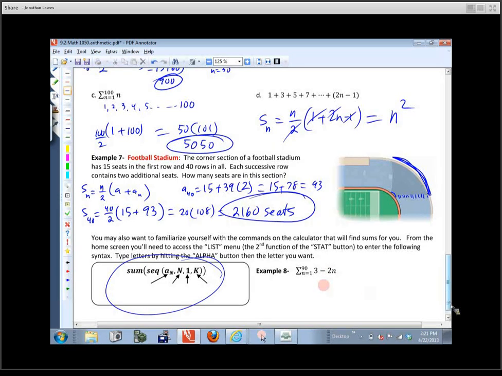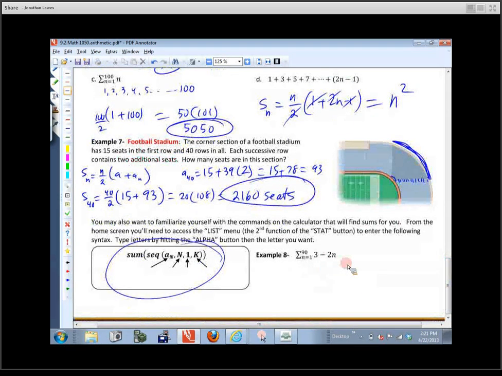Just to make sure we're clear, would you find the answer to that one right there? What three things do you need? You need the first term. You need the last term. And how many terms? Do we know how many terms? 90. So 90 divided by 2. First term: plug in a 1, you get a 1.